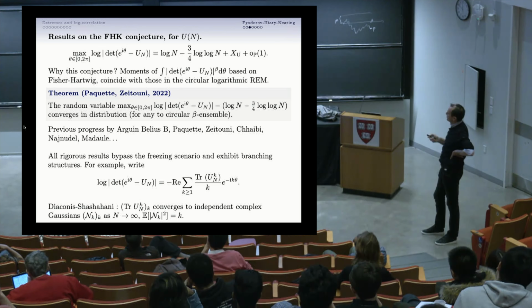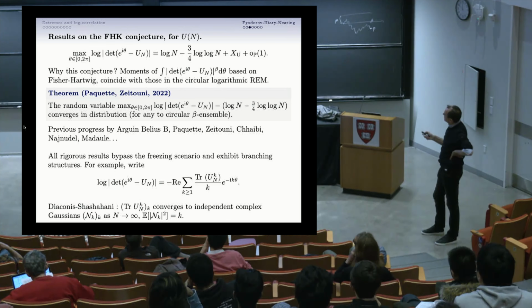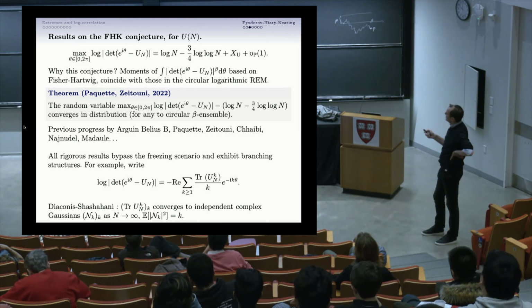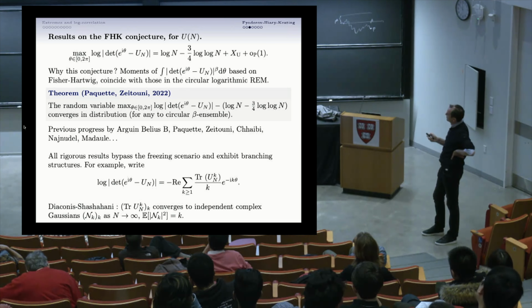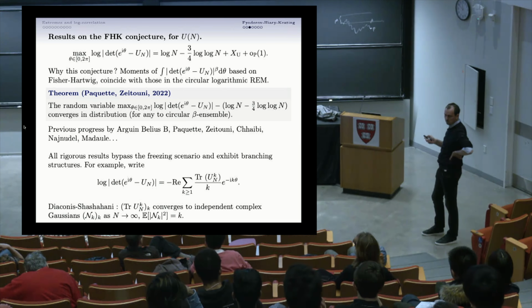So let's formally just expand the log of 1 minus epsilon, treating the eigenvalues as an epsilon. And we obtain the sum of trace of U to the k over k, exponential minus ik theta, okay? And there is a beautiful result by Diaconis and Shahshahani from the 80s, which states that these traces become Gaussian for fixed k when n goes to infinity. Independent Gaussian and variance of order k. So if you treat that as a square root k times a Gaussian, you actually come exactly to this Fyodorov-Bouchot model.